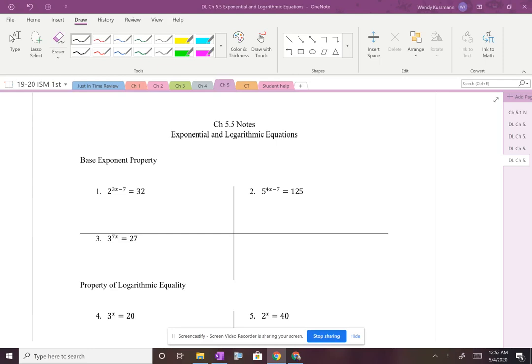This is chapter 5.5, exponential and logarithmic equation notes. So we're going to start with a very simple process.